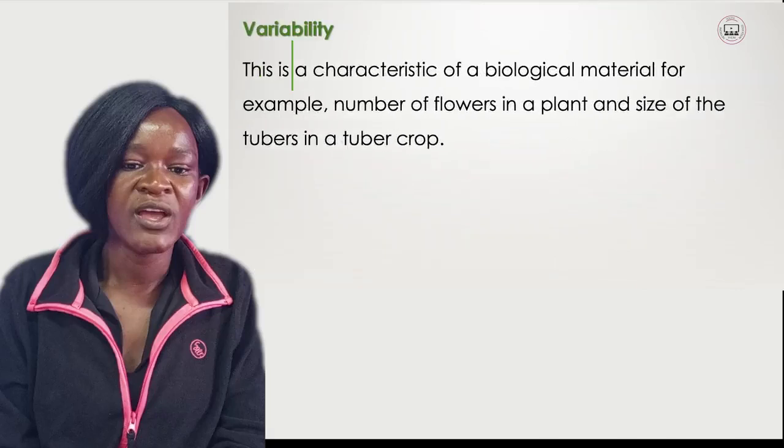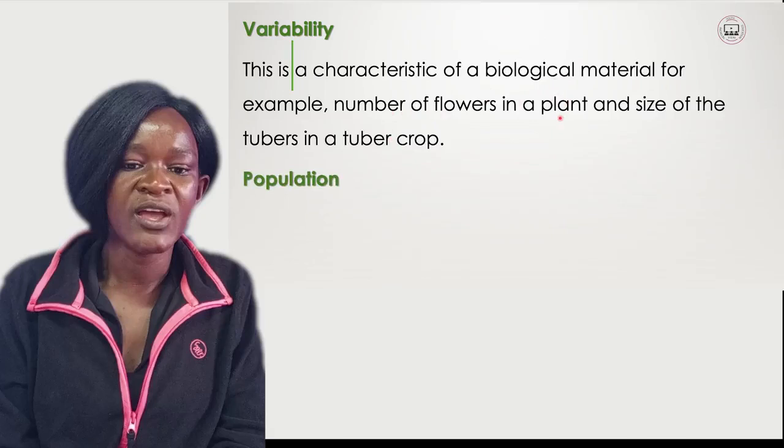Another terminology is variability. Variability is a characteristic of a biological material. For example, number of flowers in a plant and the size of tuber in a tuber crop can be examples of variability. So it is a characteristic of a biological material.